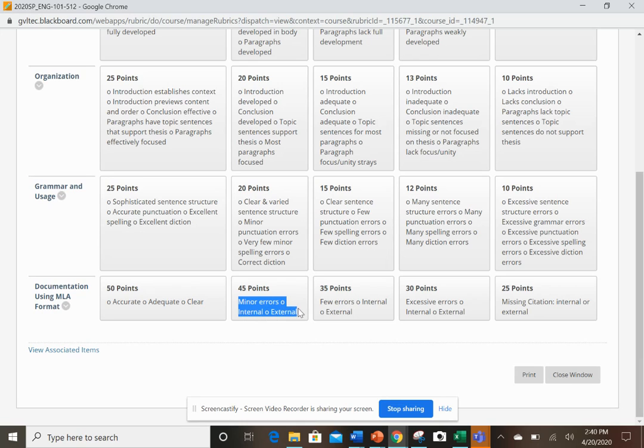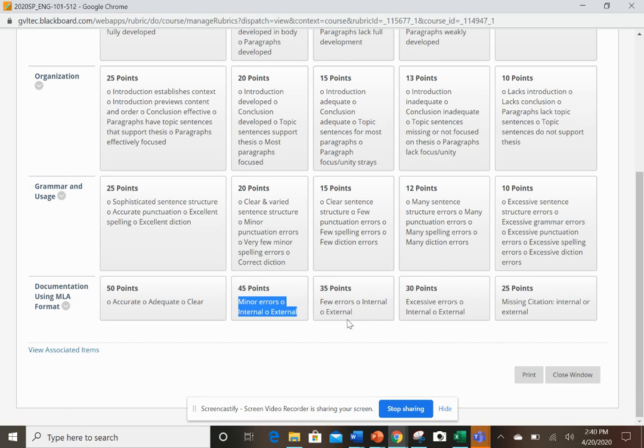Which goes to minor errors. Internal is talking about the in-text citations. External is talking about the works cited entries. So minor errors for me would be something like, you forgot to put something in italics in the works cited entry, or let's say you put the period before the parenthetical citation, not after. None of that stuff is a deal breaker. It won't get you a perfect score, but it's not bad. Nothing was missing or horribly wrong.